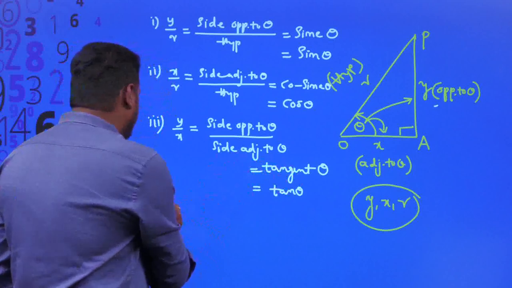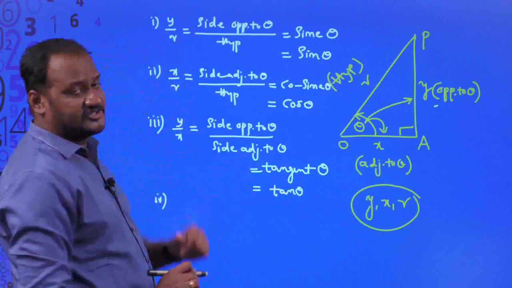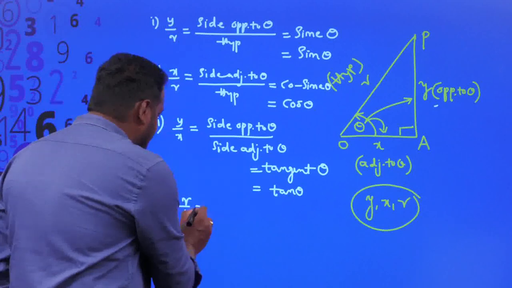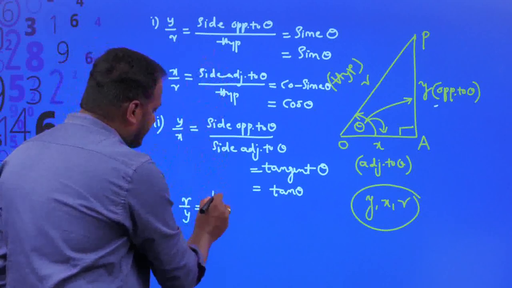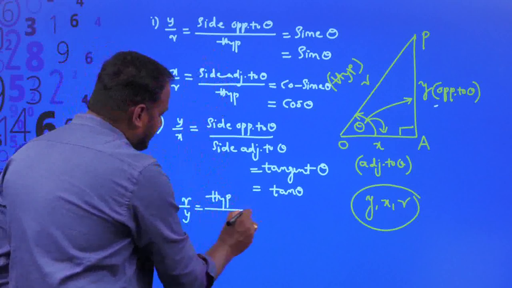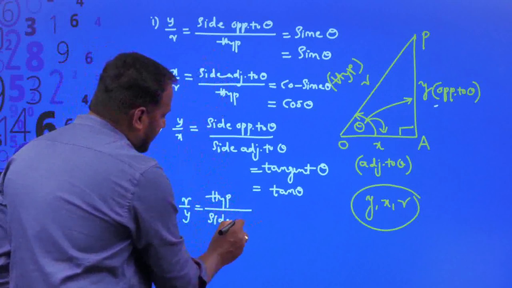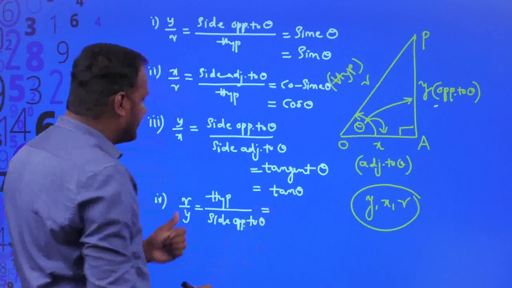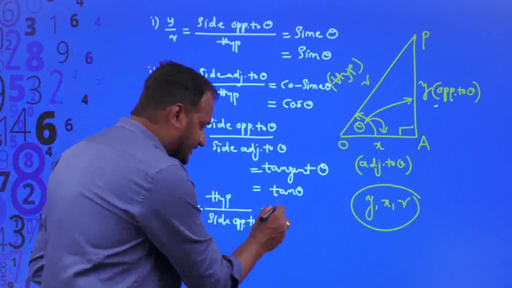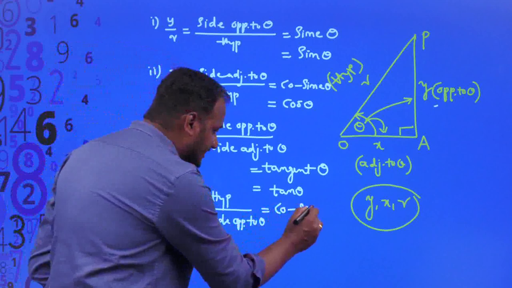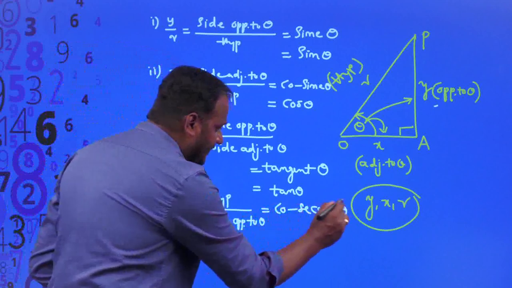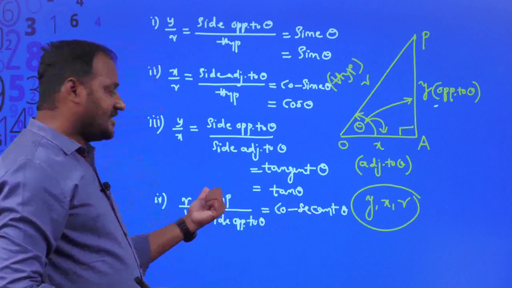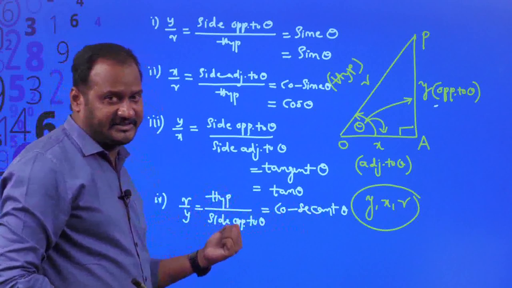The fourth ratio is the reciprocal ratio of y by r, that is r divided by y. What is r here? r is the hypotenuse, divided by y, the side opposite to theta. So hypotenuse by side opposite to theta is named cosecant theta. Cosecant theta is the ratio between hypotenuse and side opposite to theta.